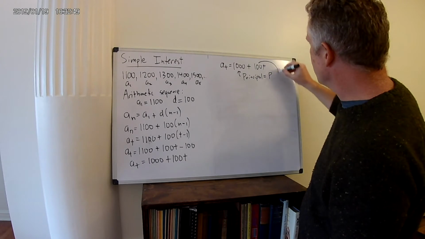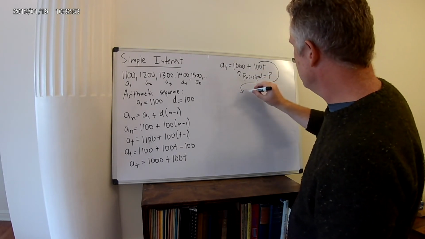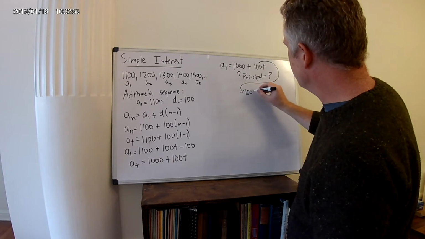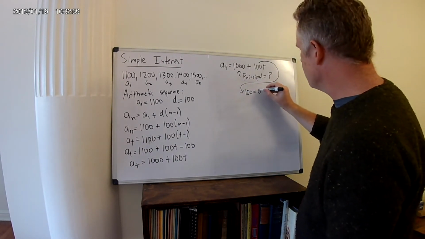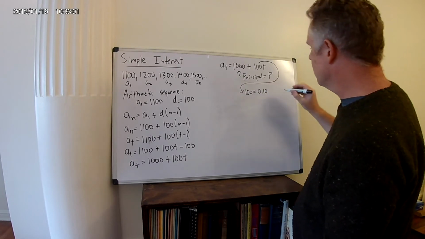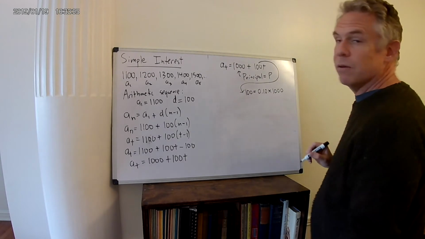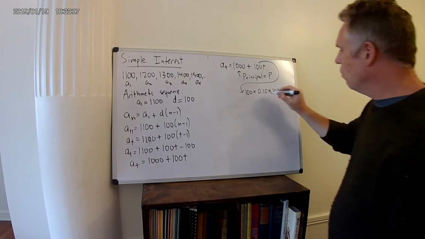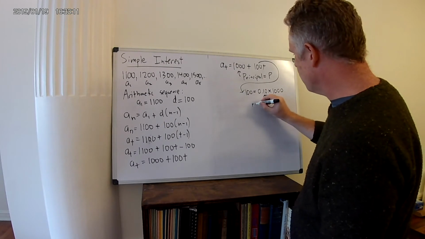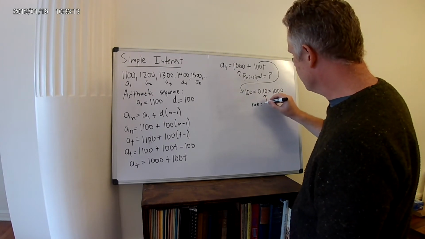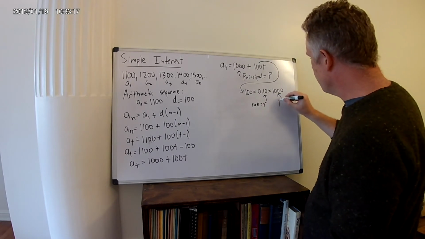Let's look at this $100. What is this $100 equal to? If you remember, it was 0.10 times 1,000. 100 is 0.10 times 1,000. Well, what is this 0.10? This is our rate, and we're going to denote that R. What is this $1,000? This is our principal P.